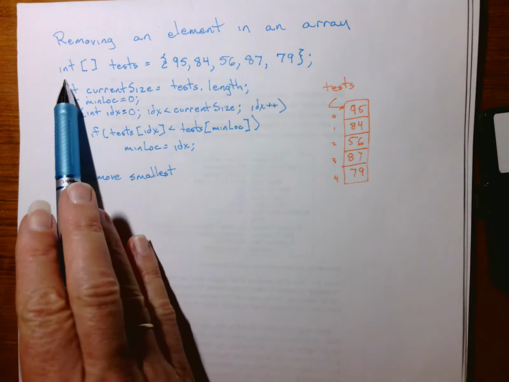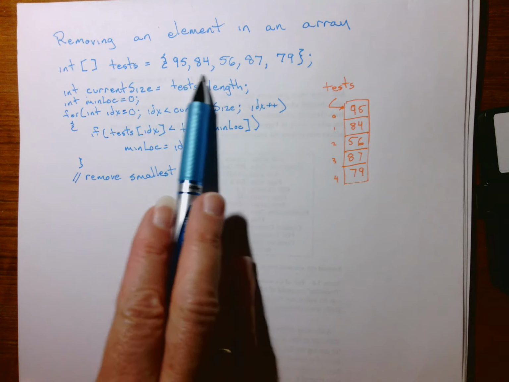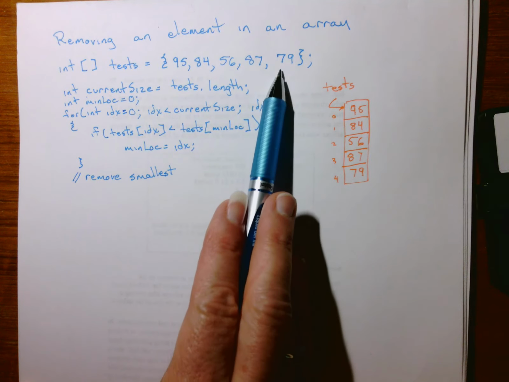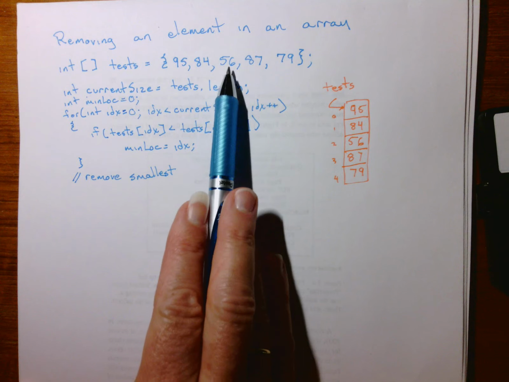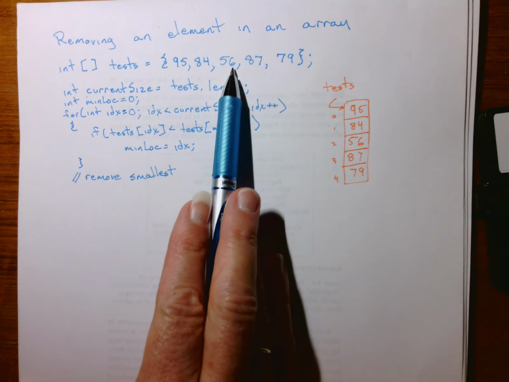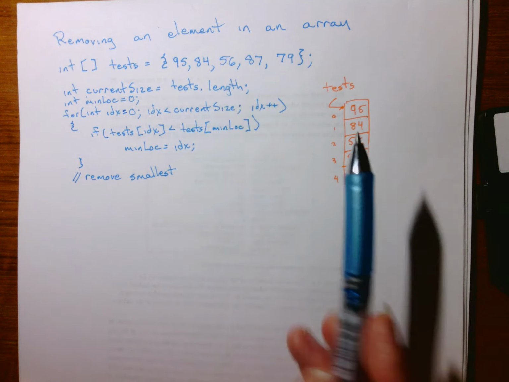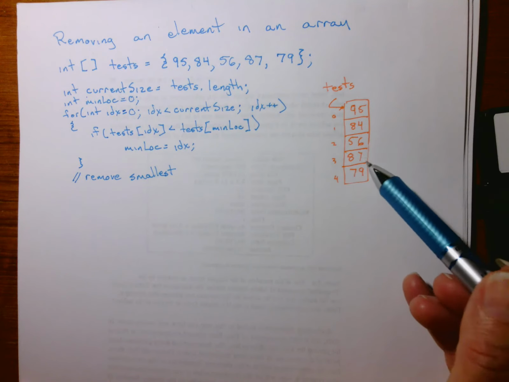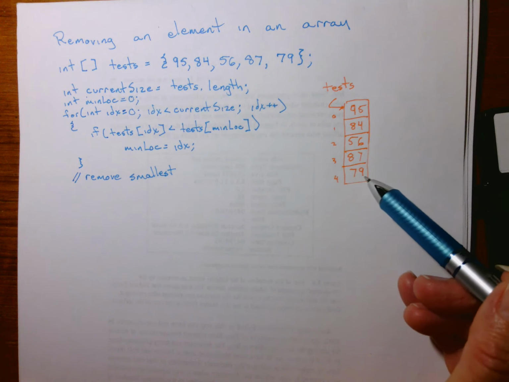I've created this array called tests. Up here, int square bracket tests equals, and then I used initializer list syntax to create an array with 5 elements. And then I'm going to want to deal with part of this array, because if I want to remove the smallest one, what do we know about arrays? We know that they are fixed length. That means that I can't really get rid of an element in an array, but I can move the other items up to take its place and then leave the last item empty or with 0 in it.